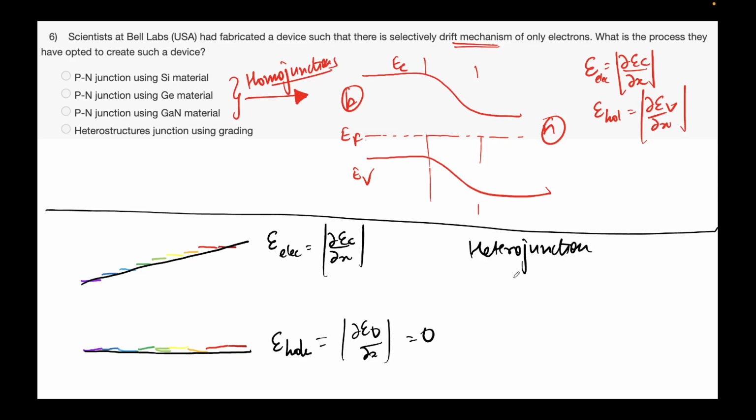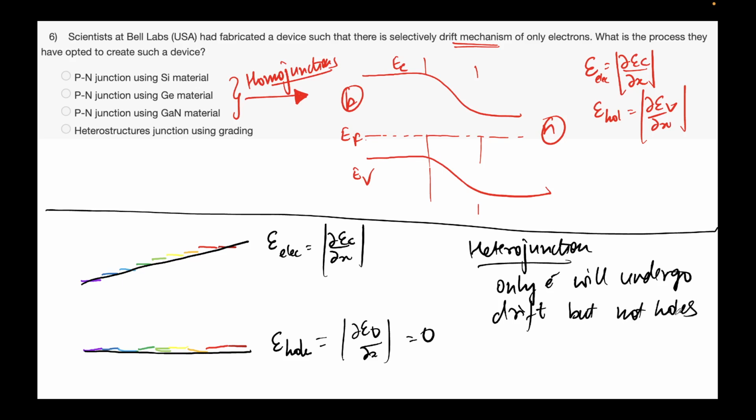In this heterojunction, only electrons will undergo drift, but not holes. So how will I choose the materials?